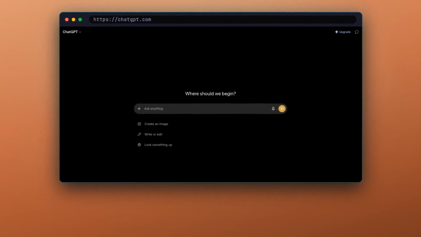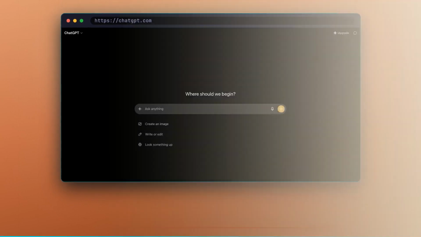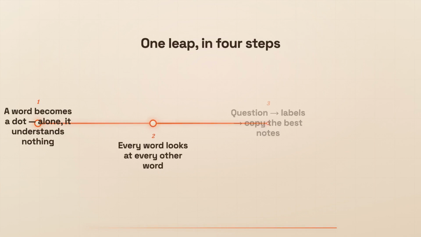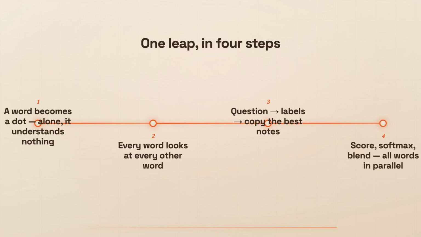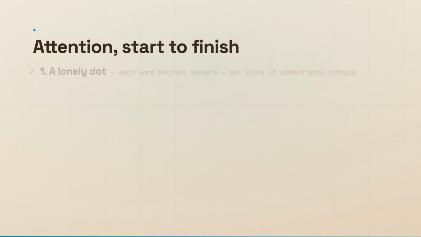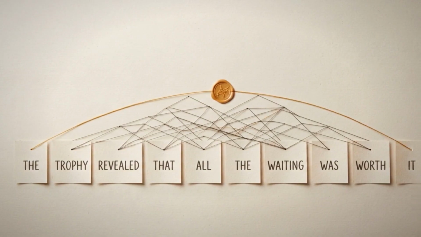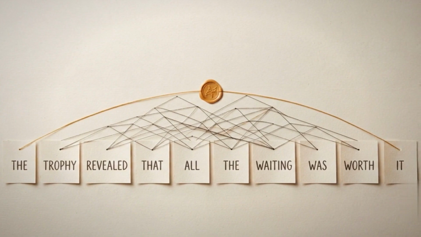Okay, screenshot this one. Attention, start to finish. 1. An AI turns each word into a dot, but a lonely dot understands nothing. 2. Attention lets every word look at every other word and keep what matters. 3. Each word holds up a question. The query reads everyone's label, the keys, and copies the notes, the values, from the best matches. 4. The recipe is just score, softmax, blend, done in parallel for every word. Stack that a few times and you've built a transformer. One leap, connecting a word here to a word far over there, is the entire reason machines finally understand language.